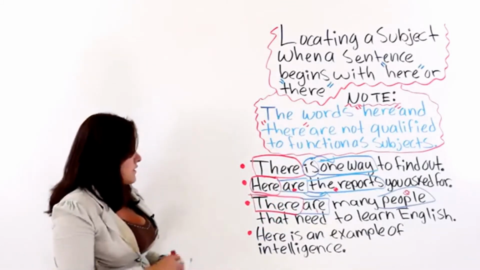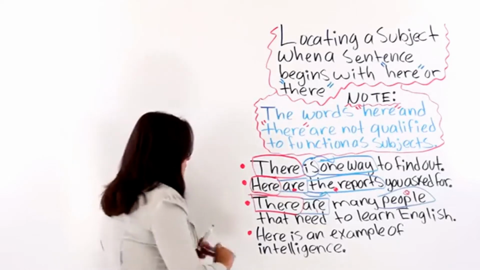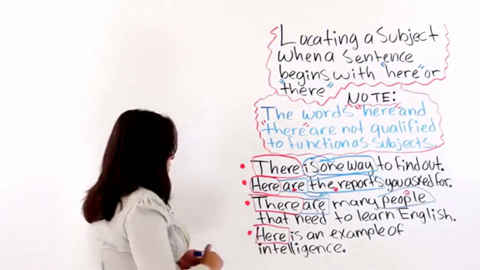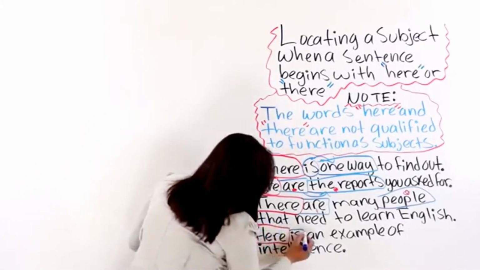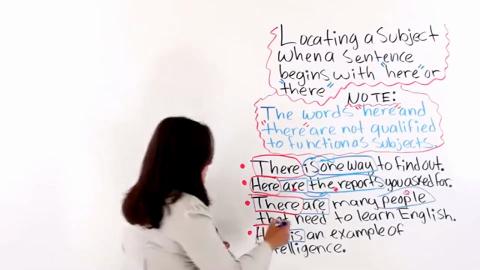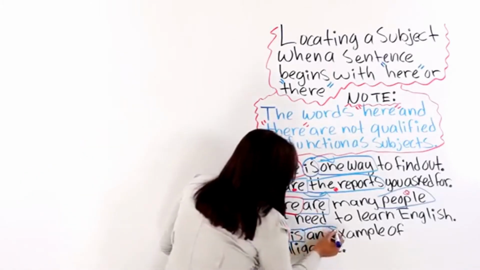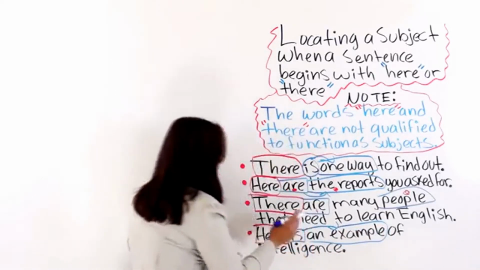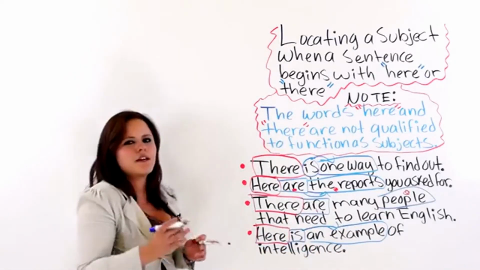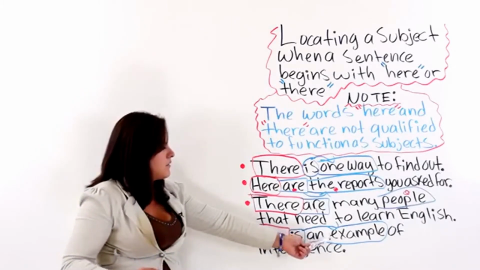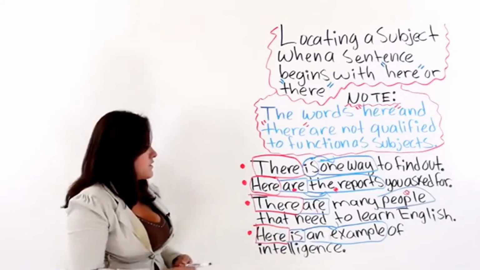And the last one says, here. We know that here cannot be our subject. So we look to the right of here and we have the verb, is. And then we look to the right of the verb and we see an example. Okay? Here is an example. So our subject here is an example of intelligence.